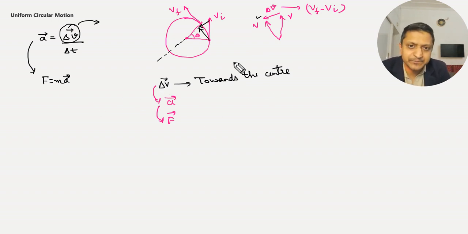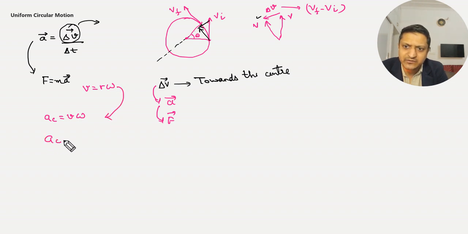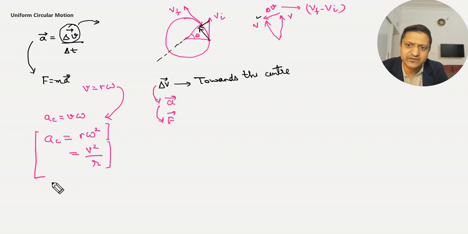Second thing, the formula. The formula for acceleration is v omega, and we also know that v is equal to r omega. So we put this here, and acceleration will become r omega square. If you remove this omega, using v by r, it will become v square by r. So we got these two formulas for centripetal acceleration. And I will give you one more formula: the acceleration is omega square r.